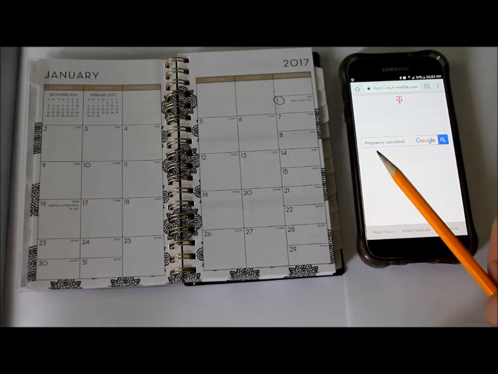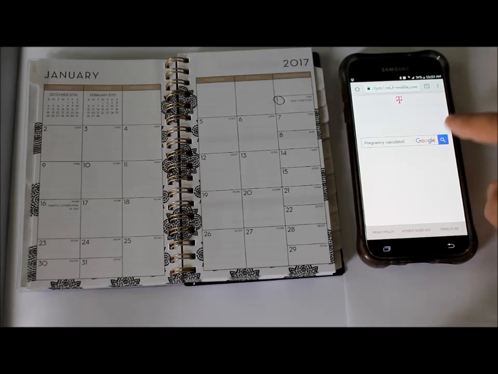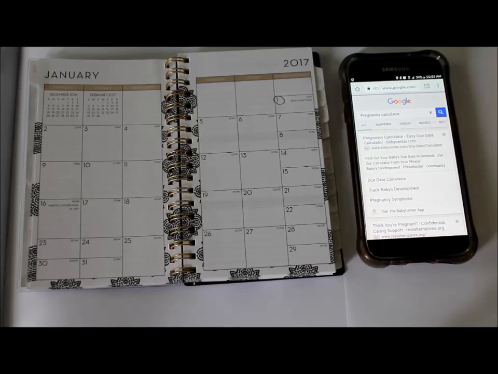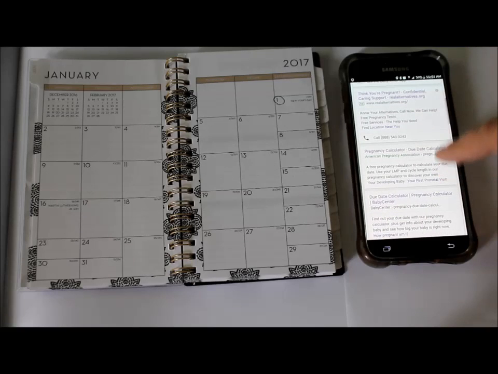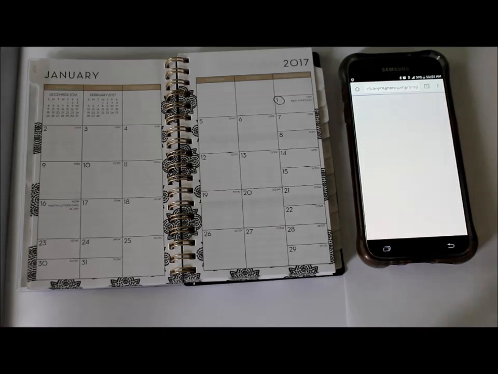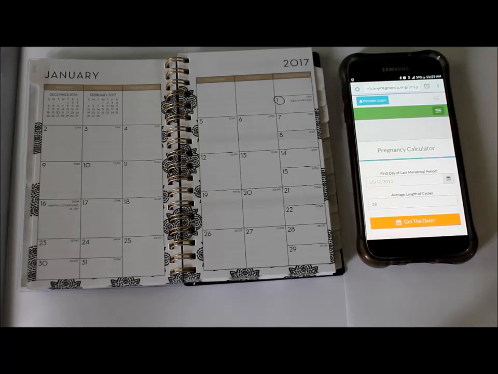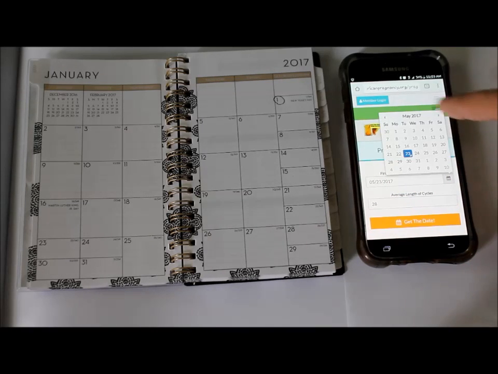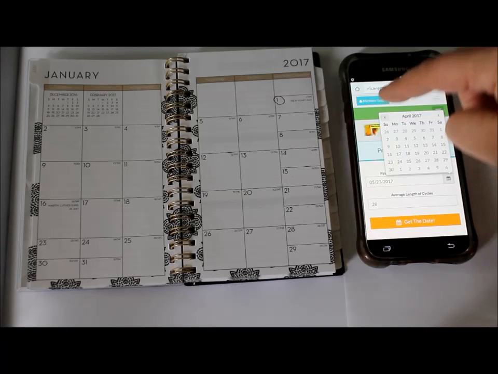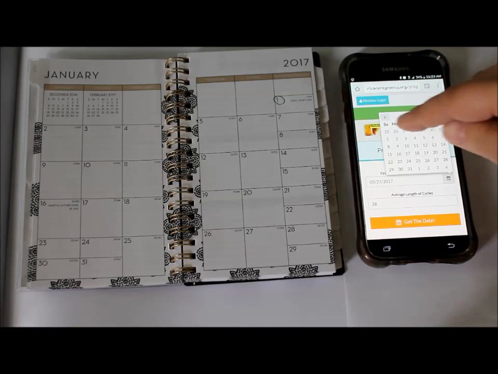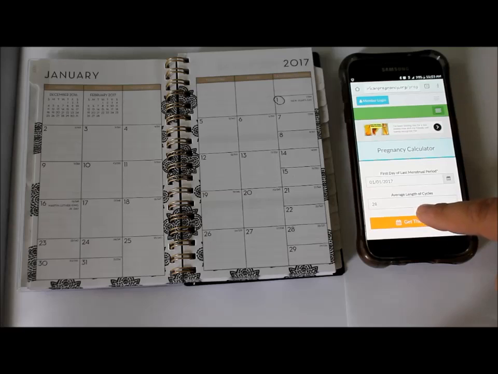I'm going to open up my phone and Google pregnancy calculator. There will be a whole list of them that come up. My favorite to use is the pregnancy calculator by the American Pregnancy Association. They have no affiliation with me. I just like to use this particular website, and it's pretty simple to use. You fill in the first day of your last menstrual period. We're going to go back to January 1st. Select it and get the date.